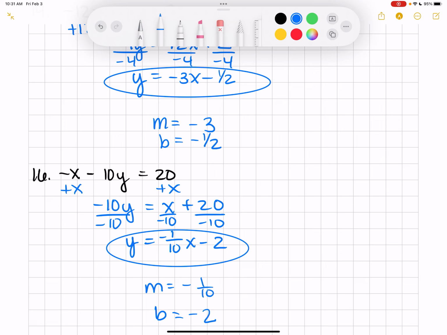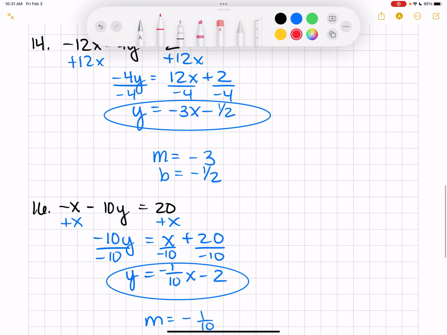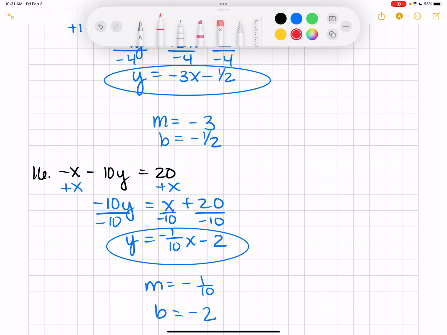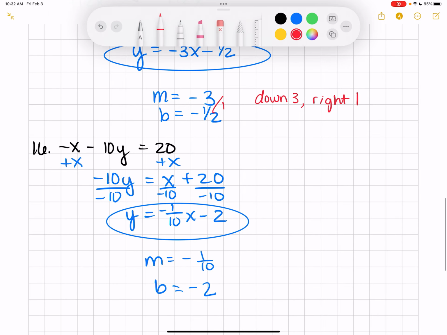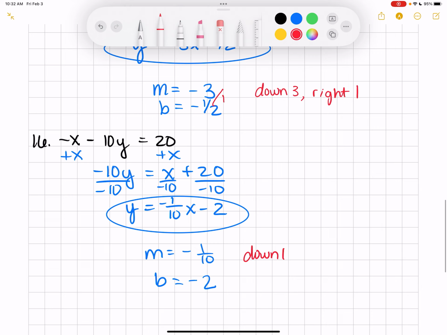So I didn't write for these ones what was happening. So in number 14, my slope of negative 3, we can imagine this as negative 3 over 1. So rise, but it's negative, so it's going to be down 3, right 1. So then can y'all tell me what the negative 1 over 10 is telling me to do? Down 1, right 10.